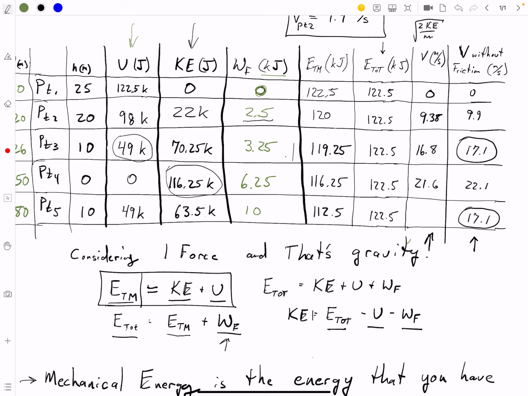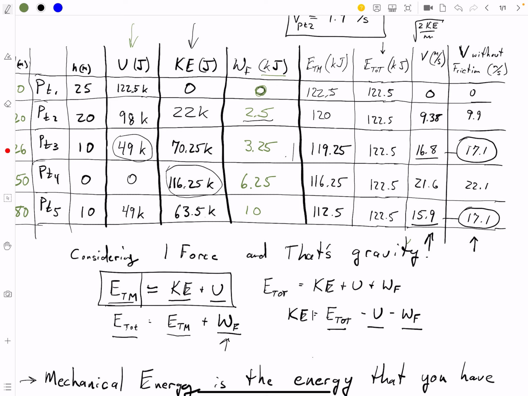63.5 kilojoules. And we're going to divide by 500. We're going to multiply by 2. And then we're going to take the square root. And that's 15.94. So let's just say 15.9. So, good. This is less than this, as it should be. And it's certainly less than this one and this one.